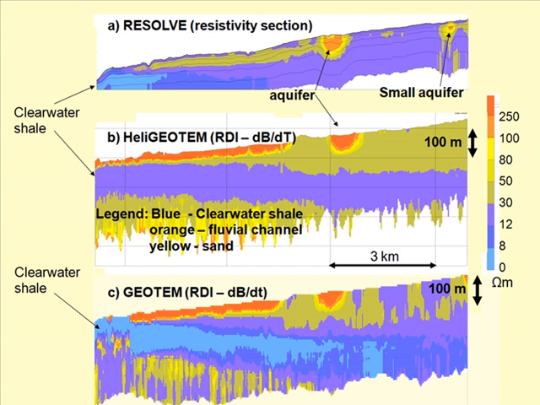And you can see that the orange features that have been mapped correspond to aquifers. And the best method for finding aquifers is the RESOLVE system, because it's identified a very small aquifer here that the other types of electromagnetic systems haven't identified. However, the other electromagnetic systems can see a lot deeper, so each has their own advantage.